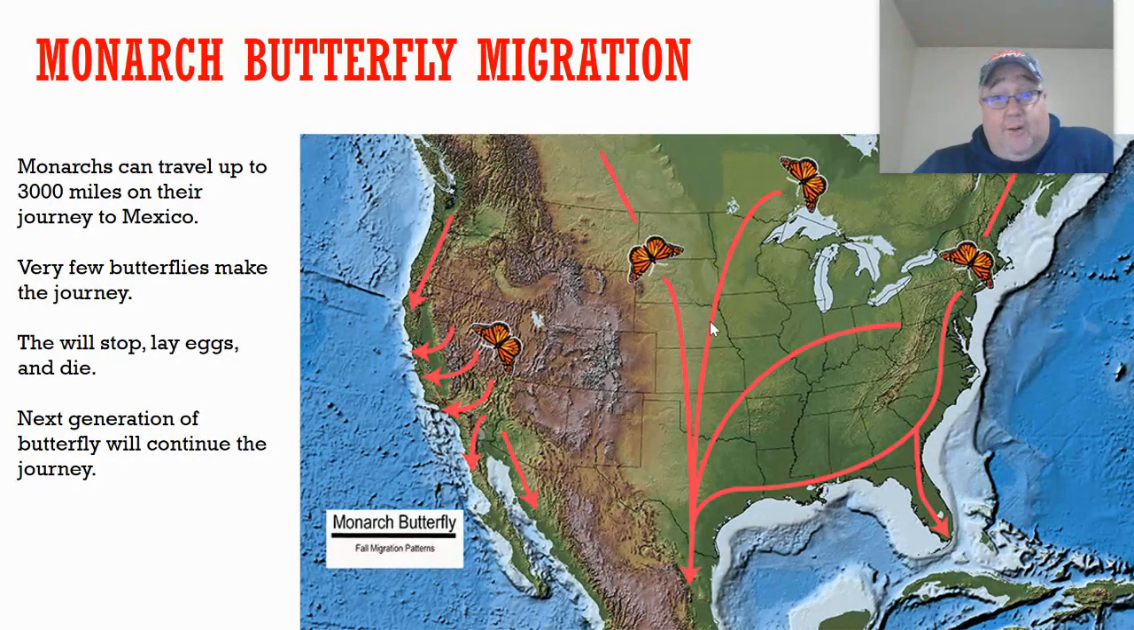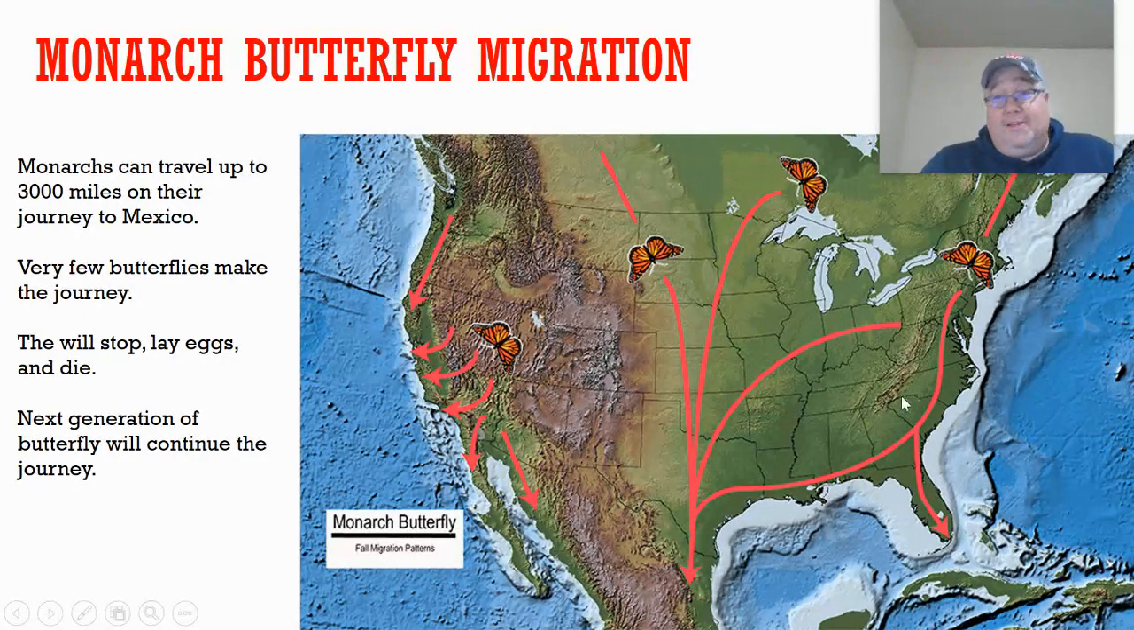So they might migrate down to Oklahoma, and then they'll mate and they'll lay their eggs and they'll die. And then those caterpillars will turn into butterflies and they'll continue the journey. So you might get 3 or 4 generations of butterflies that actually make this journey eventually to Mexico. But I mean, it's kind of an interesting migration.